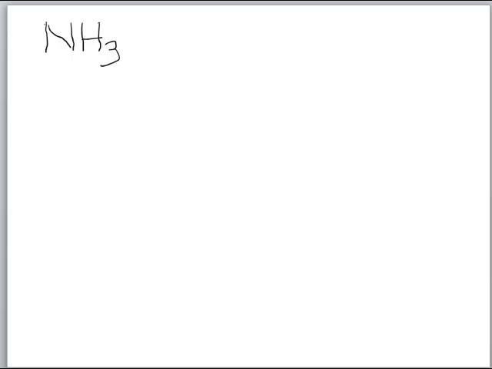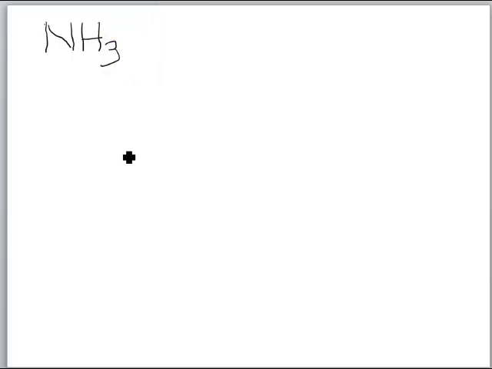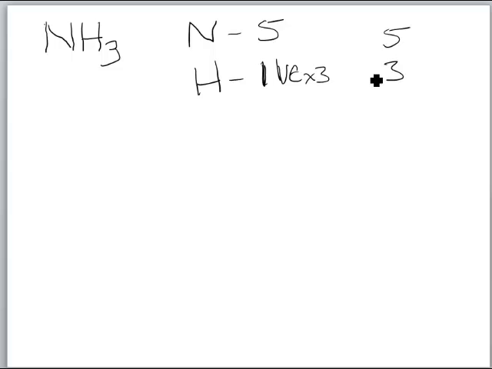So we have N and we have H. Now N is in group 5, so it has 5 valence electrons. H is in group 1, so it has 1 valence electron, but there are 3 of them. So there's going to be a 3 and a 5, a total of 8 valence electrons.